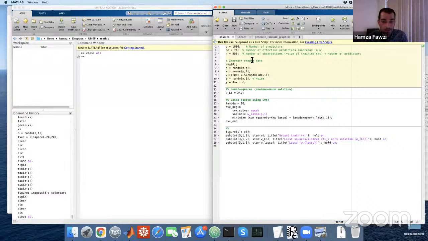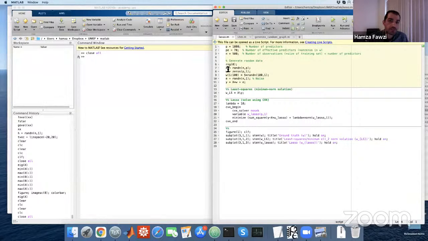Yes, I think you can see my MATLAB screen. So I'm generating a simple example. The number of predictors is 1,000, so I have many predictors, and the number of observations is 500. This is smaller, as I said, than the number of predictors.